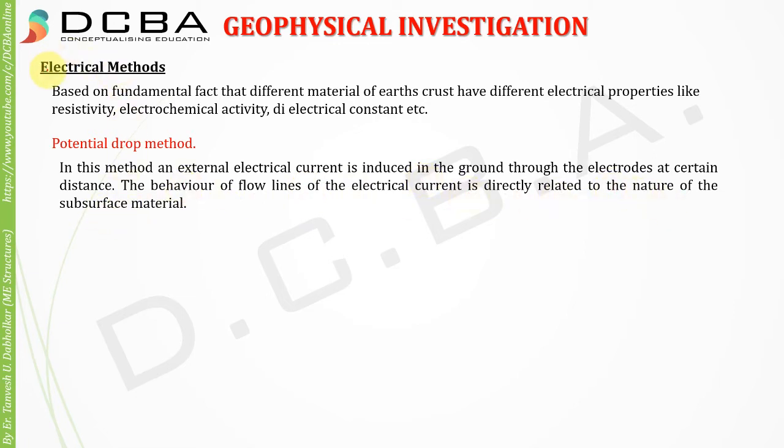In the previous method, the self-potential method, we did not induce any external current. Whatever the voltage that we measured, it was the natural potential of that body itself. But in potential drop method, we have to induce an external current, and then we will have to see how that current is behaving in the subsurface material or in the soil.